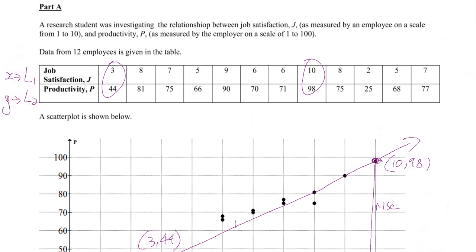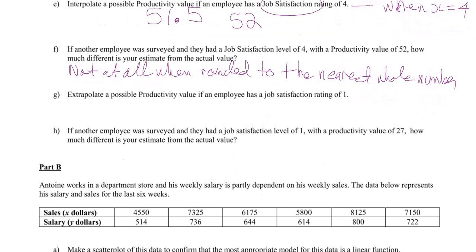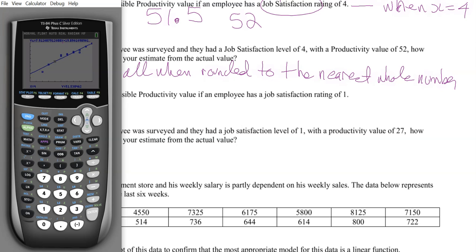Now, values in our table go from 2 to 10. So if we go outside of the domain, the number from 2 to 10, that would be called extrapolation. So extrapolate a possible productivity value if an employee has a job satisfaction of 1.